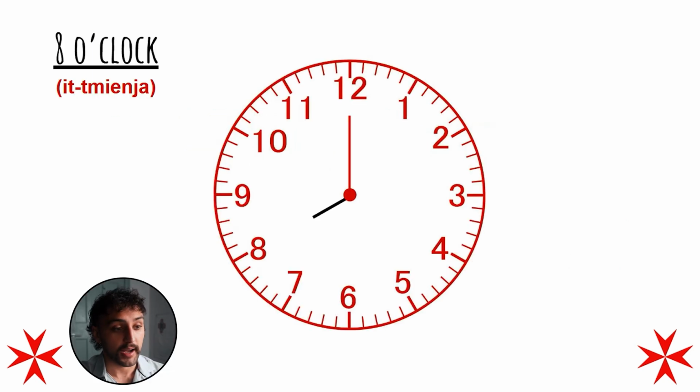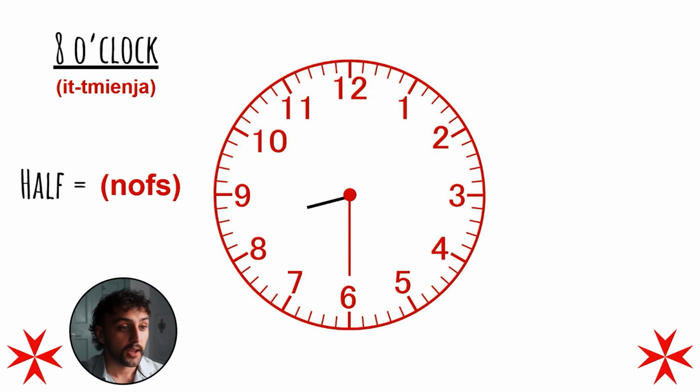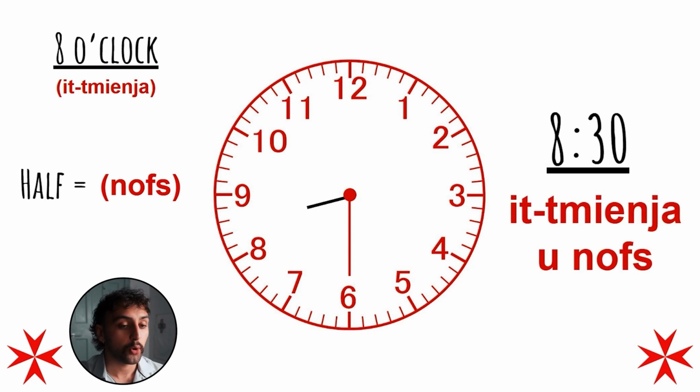So let's take a look at 8 o'clock for this particular example, which as you already learned is it-tmienya. How would you say 8:30? Well, all you need to do is add the Maltese word for half at the end of itmienia. And the word for half in Maltese is nofs. So to say 8:30, we would say itmienia u nofs.